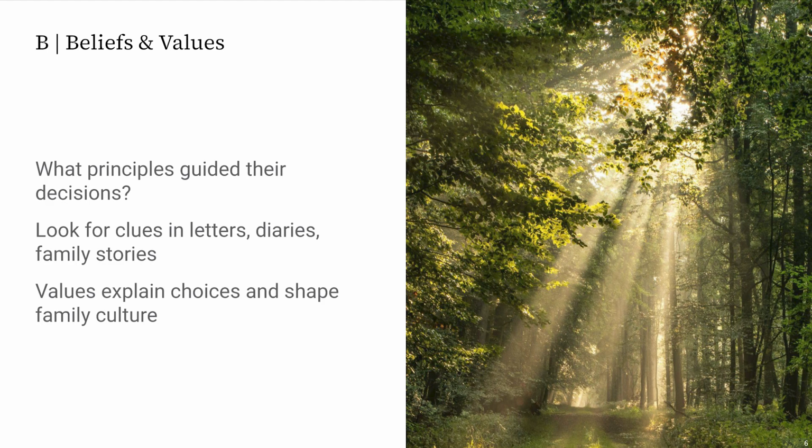B is for beliefs and values. What principles guided their decisions? Your ancestors' beliefs and values explain the choices they made and often shaped the family culture you inherited. Look for clues in letters, diaries, or family stories. Did they value education above all else? Was faith central to their identity? Were they known for their honesty or generosity? These aren't just abstract concepts. They're the invisible forces that drove major life decisions and created family patterns that may continue today.